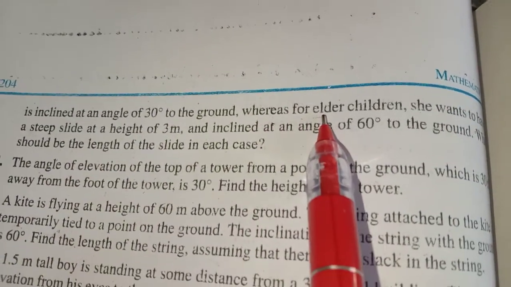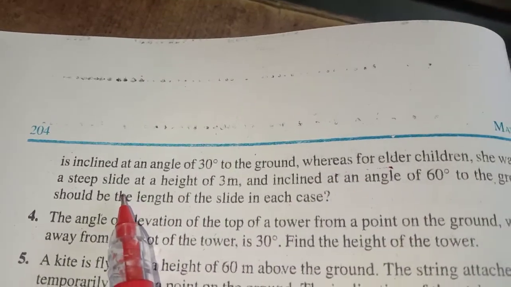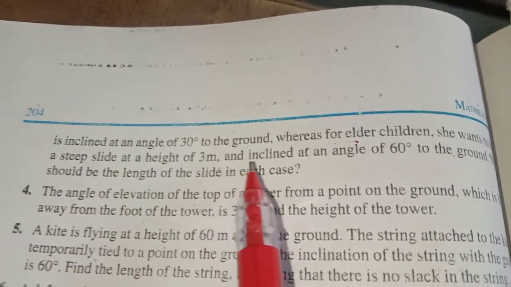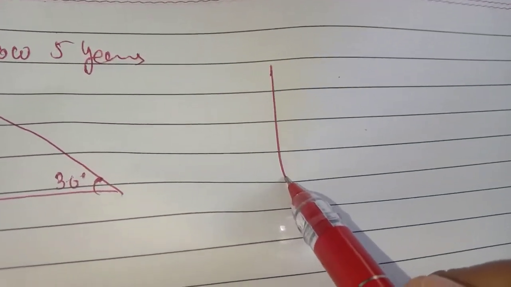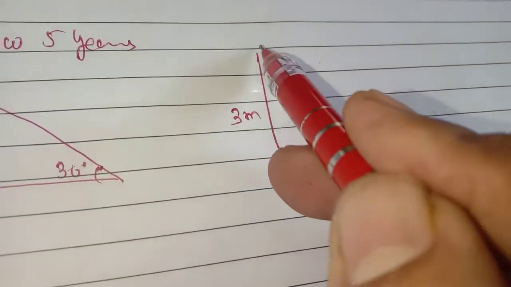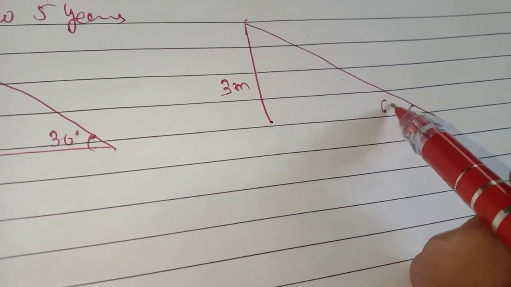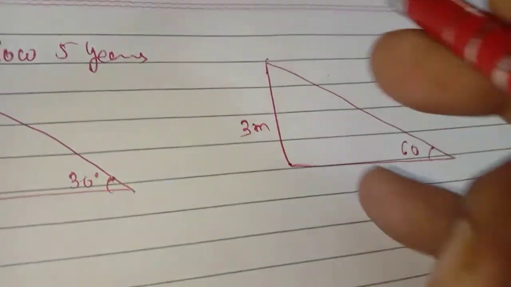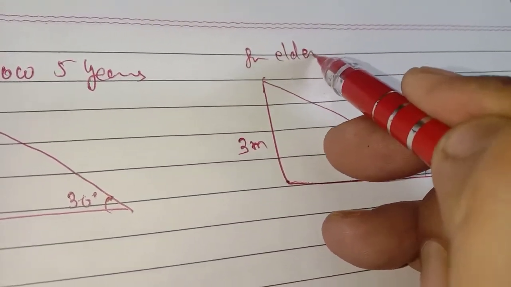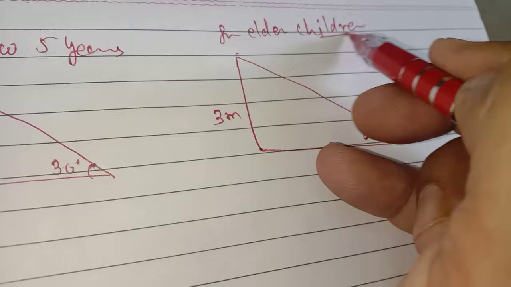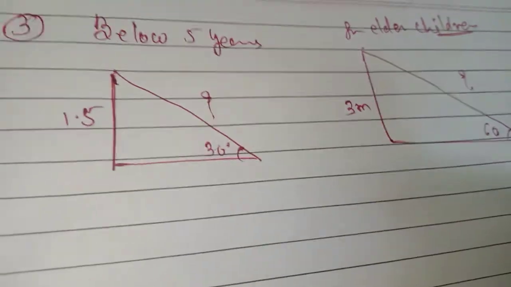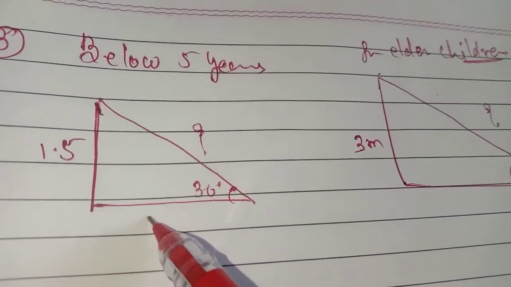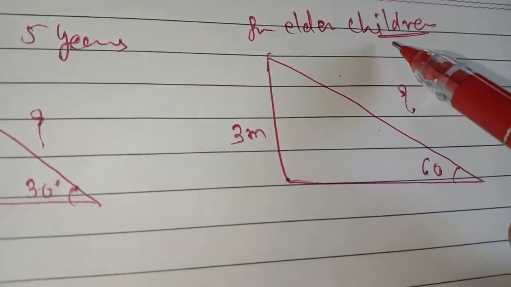And for the elder children, she wants a steep slide at a height of 3 meter and inclined at an angle of 60 degree. So this is the steep slide. Height is double, that is 3 meter, and now inclination is given as 60 degree for elder children. What should be the length of slide in each case? We have to find the length of each slide. Clear? This is for the below 5 year children and this is for the elder children.